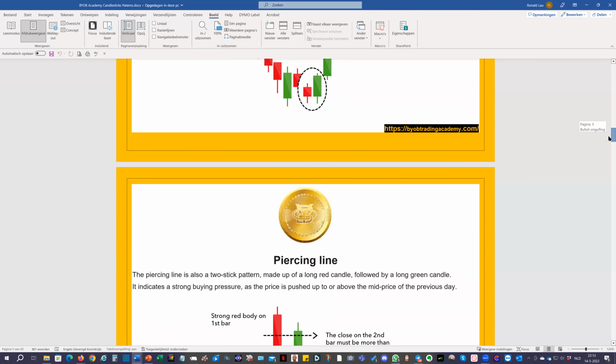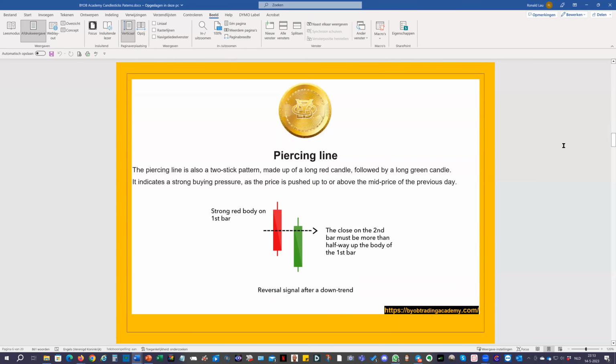That's another bullish pattern. And then we have the piercing line. So you can see a red candle, you can see a green candle. And the information is all there for you to see. And of course, with the recording, you can always go back to seeing that pattern again, the piercing line. So actually, it's a two-stick pattern here made up of a long red candle followed by a long green candle. What actually makes the difference is you can see the price. So you actually see where the price is pushed up to or above the mid price of the previous day.